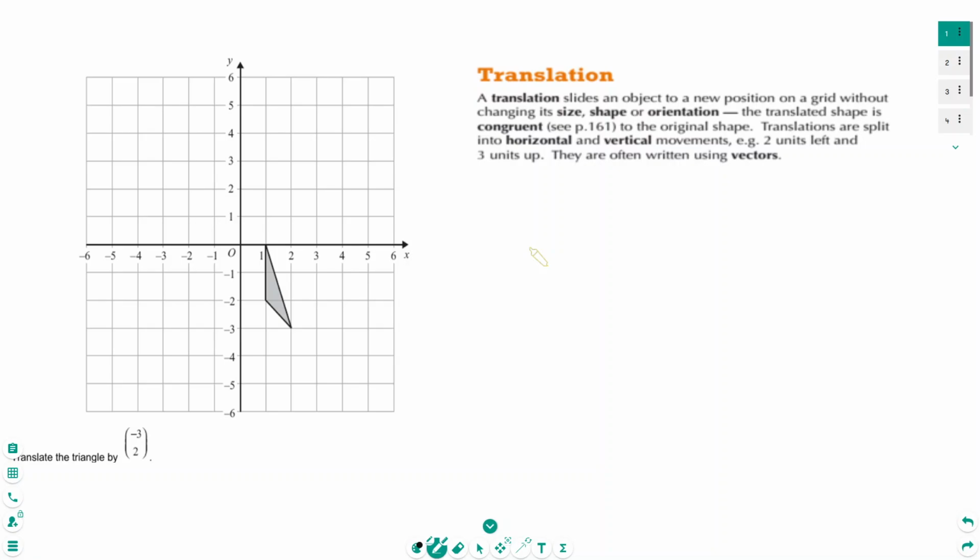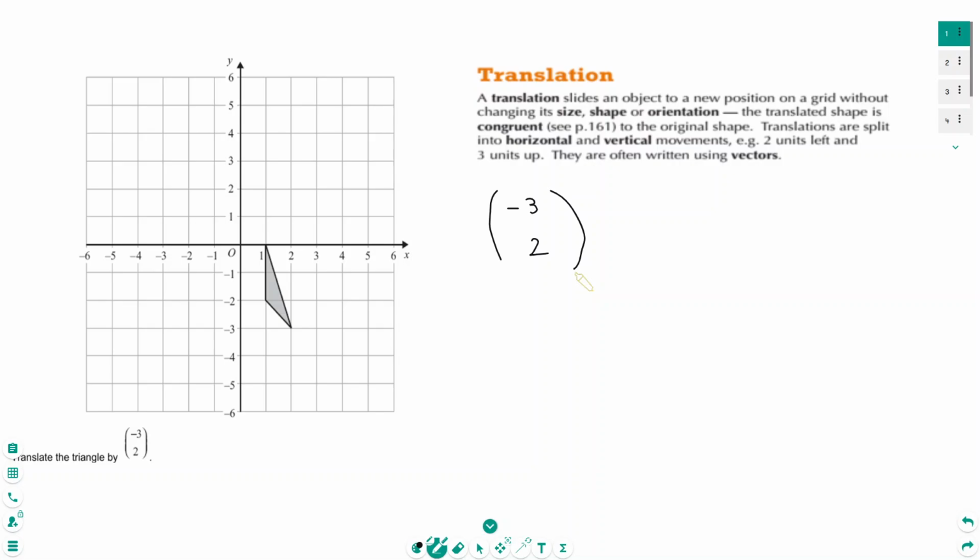Hello everyone. In today's lesson, we are going to cover the topic of transformations that includes translations, reflections, enlargements, and rotations. A translation is a transformation where the object is moved to a new position without changing the size, shape, or orientation. It can be easily described by a vector with two numbers.